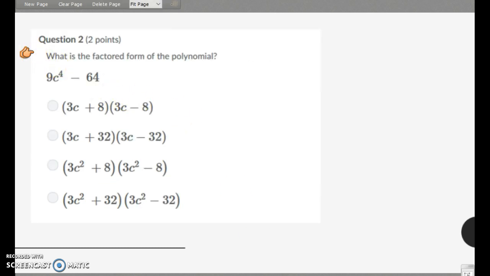Question number 2. What is the factored form of the polynomial? 9c to the fourth power minus 64. Answer choices are the quantity 3c plus 8 times the quantity 3c minus 8, the quantity 3c plus 32 times the quantity 3c minus 32, the quantity 3c squared plus 8 times the quantity 3c squared minus 8, the quantity 3c squared plus 32 times the quantity 3c squared minus 32.